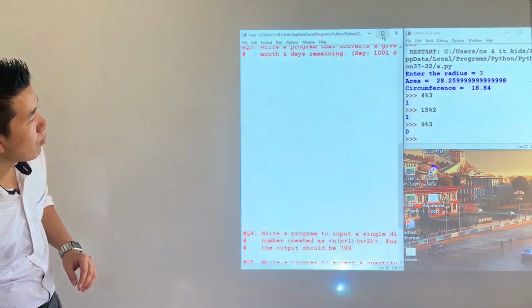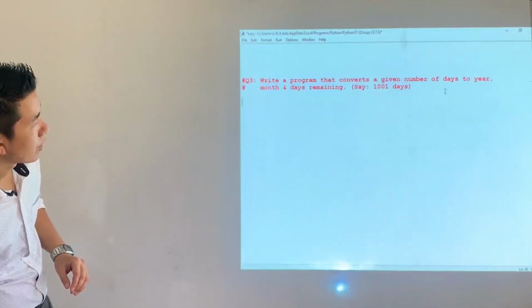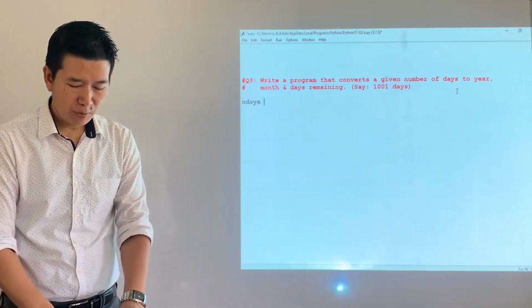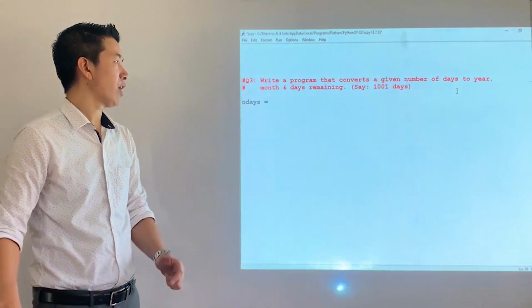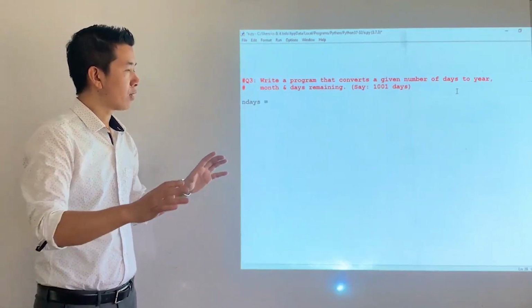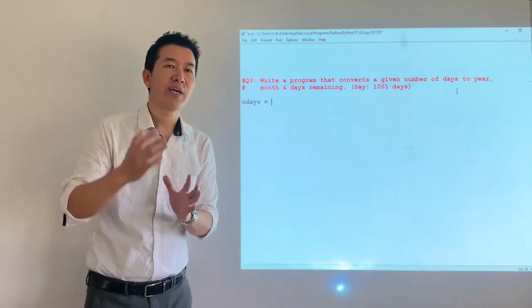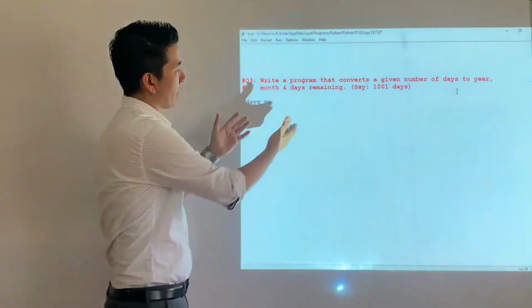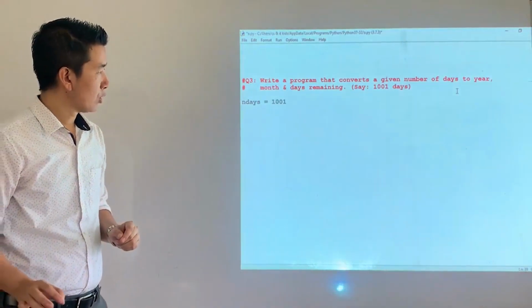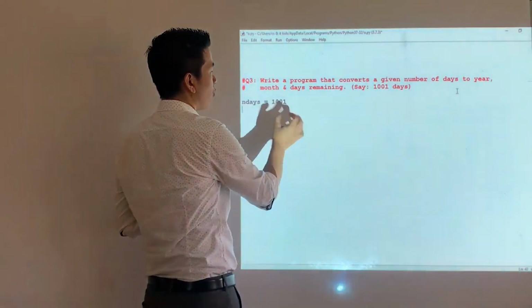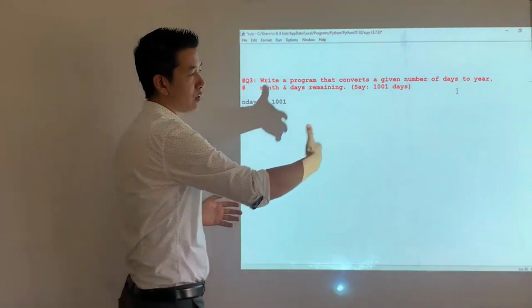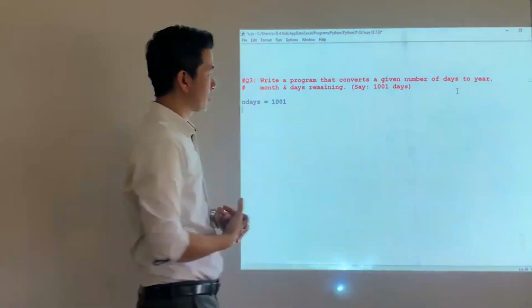We're going to use the modulus operator. First things first, get the number of days. Let's say it's 1001. In order to shorten the program, if you are very comfortable with the usage of int and the input statements, you can assign the value directly like this. So this number will be a fixed value which will be a part of nd, which means there will be no int or input statements.